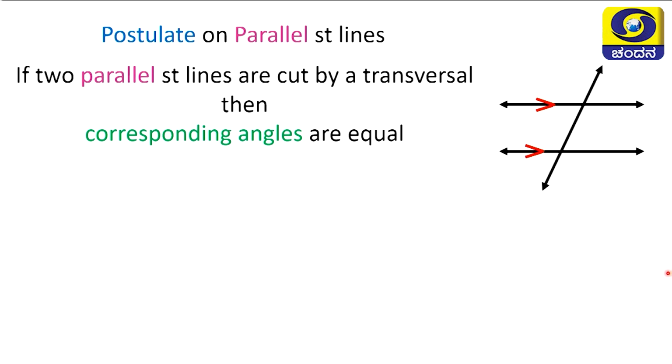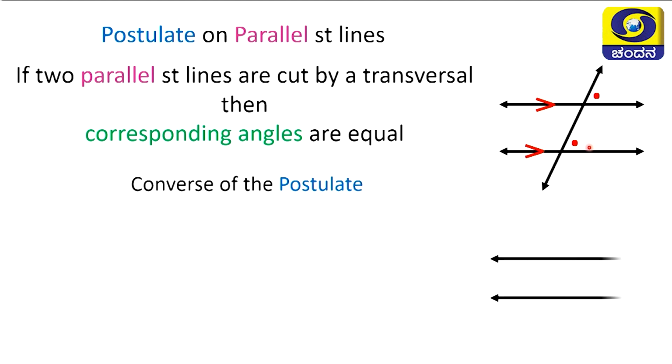Here is a transversal cutting them, and we are showing one pair of corresponding angles with red color dots. You can see that they are equal. There will be 4 pairs of corresponding angles, but here we have just shown you one pair. What is the converse to this postulate?